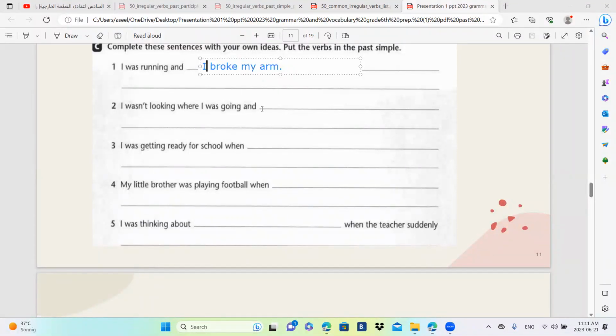I wasn't looking where I was going and hit the little boy, the baby. I was getting ready for school when the bell rang. All should be past simple tense here because we have "when" and "and". My little brother was playing. You see, I was getting, I was looking, I was running. My little brother was playing football. And then after "when" and "and", we need to write past simple tense. When my little brother was playing football, he won the match.